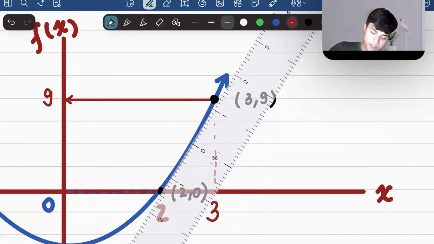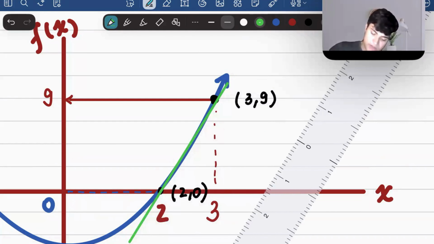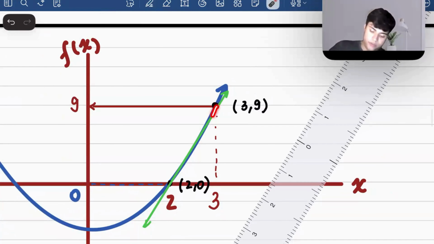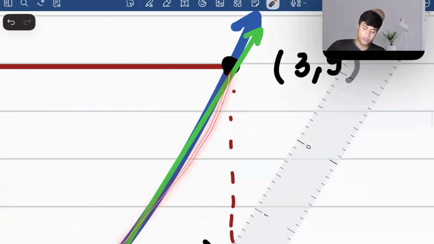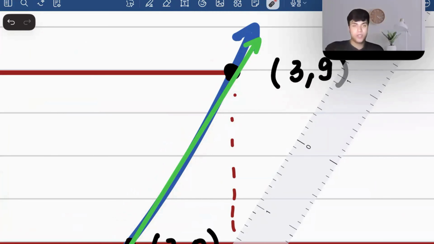A secant line is a line that connects 2 points on a curve, a straight line that connects 2 points on a curve. Let's use a green line. This is the secant line that I have here. It closely touches the 2 points on the curve, but sadly it's not exactly like the curve. If we look at this part really close, it's very similar to the curve.